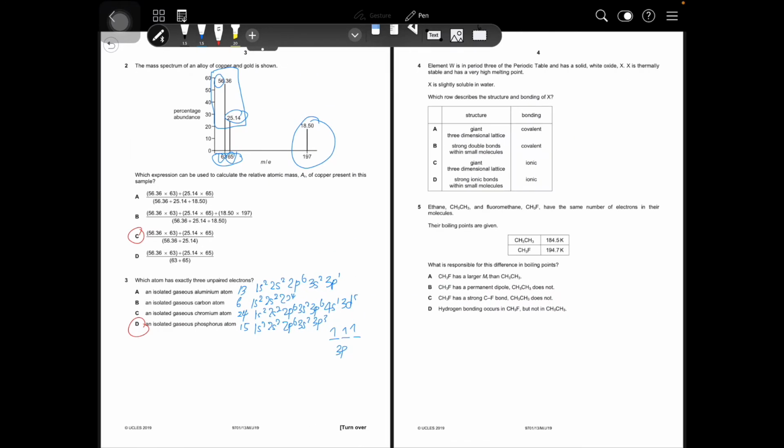Element W is in period 3 of the periodic table and has a solid white oxide X, which is thermally stable and has a very high melting point. It is slightly soluble in water. Which will describe the structure and bonding of X?